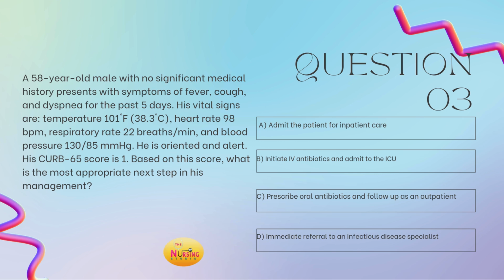Remember, if their CURB 65 score is 2 or greater, meaning they have 2 points or more, then you begin to admit them into the hospital for inpatient care. If it's greater than 2, then they need to go to a higher level of care. So with a CURB 65 of 1, you still will manage as an outpatient, okay? Because we have not reached 2 points yet, okay?